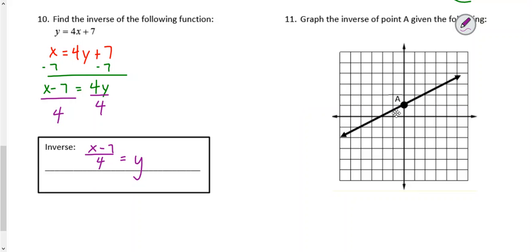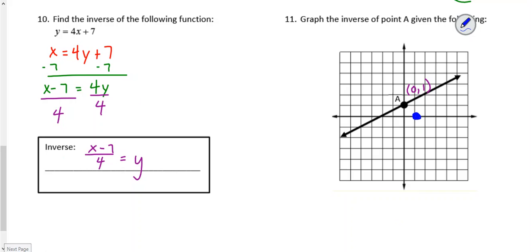Same thing with number 11 with the graph. Inverse, switch your x and y. So A is at the point 0, 1. If I was to switch that, I would be at the point 1, 0. And that's it. That's the inverse of point A.